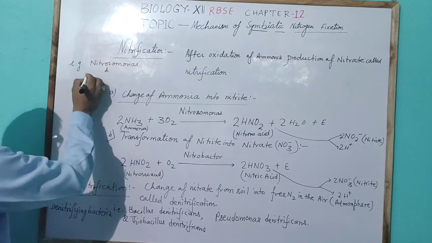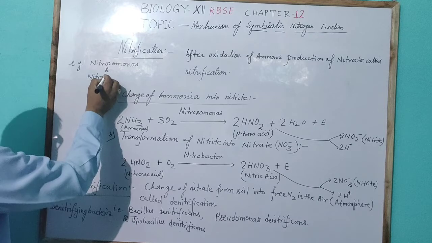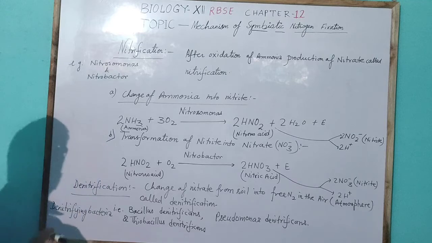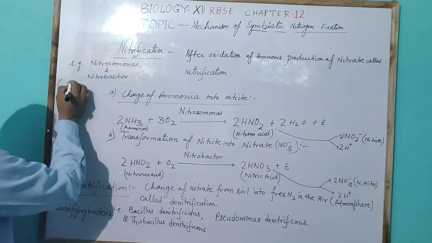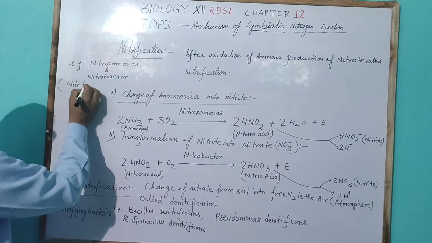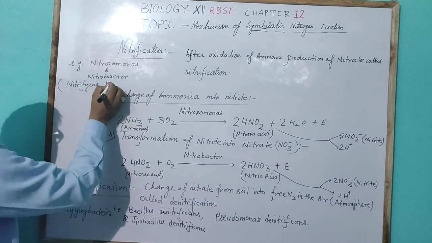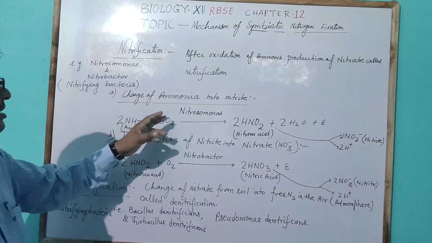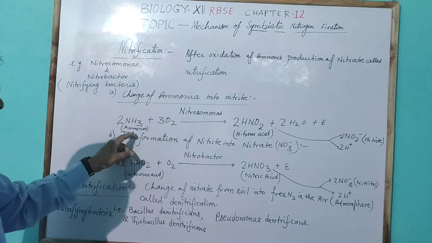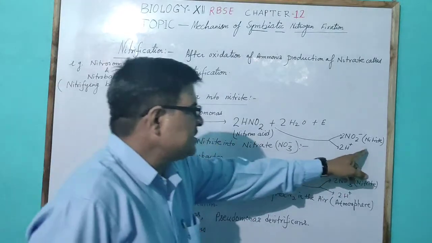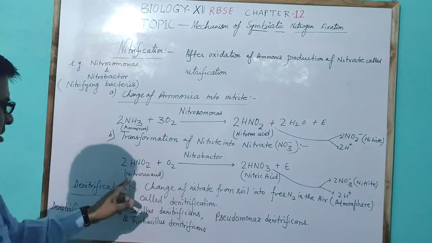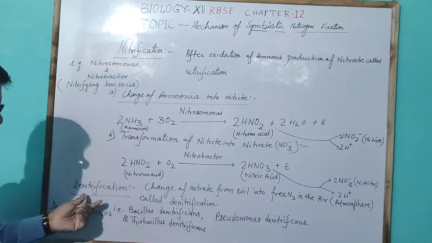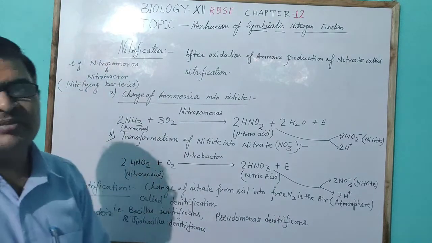Like this, the nitrifying bacteria are, for example, Nitrosomonas and Nitrobacter. Nitrosomonas and Nitrobacter are called nitrifying bacteria, in which different steps are involved: Nitrosomonas converts ammonia into nitrite, and Nitrobacter converts nitrite into nitrate. It is called nitrification. In denitrification, nitrate is again converted into free nitrogen.